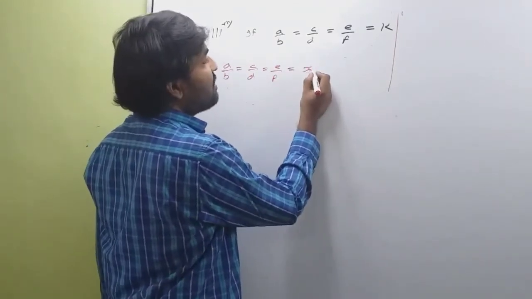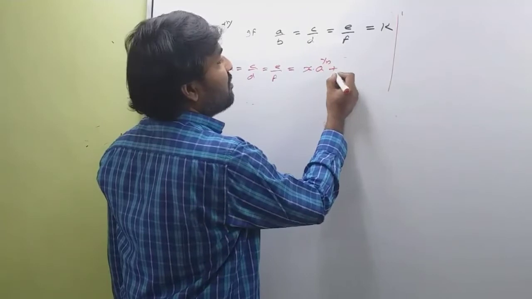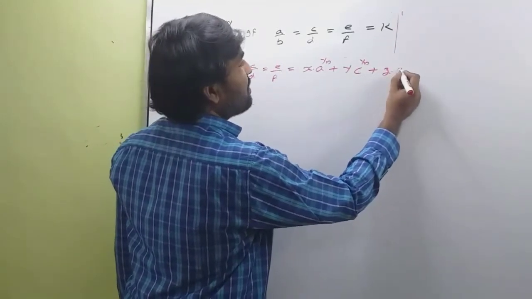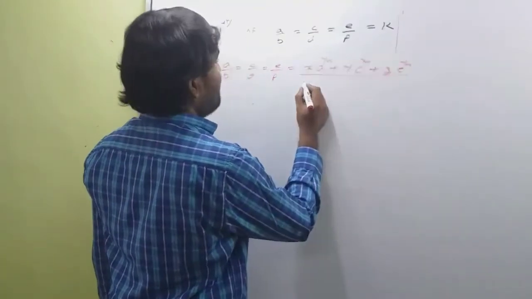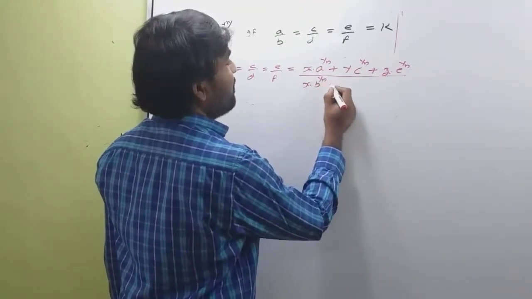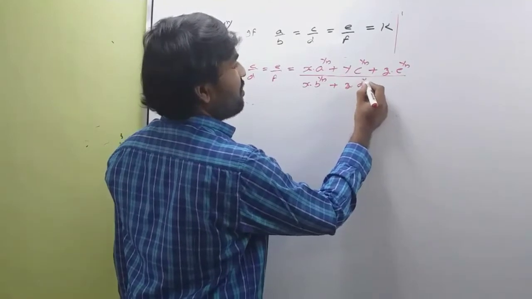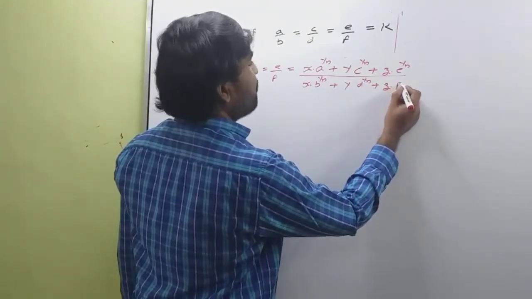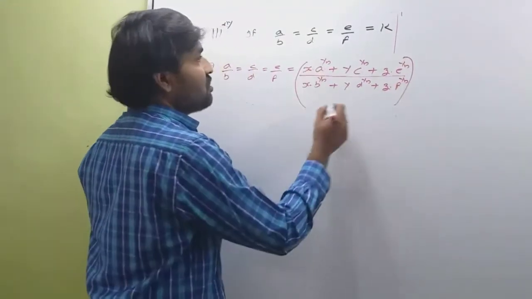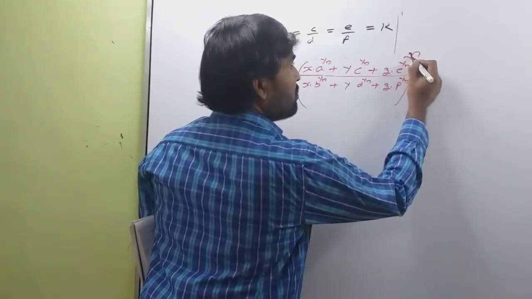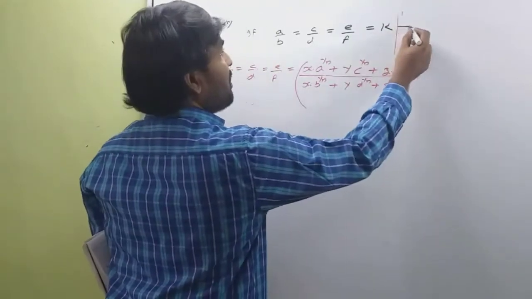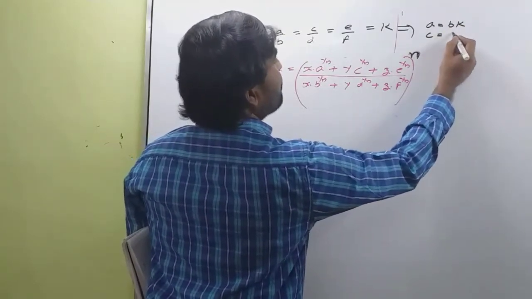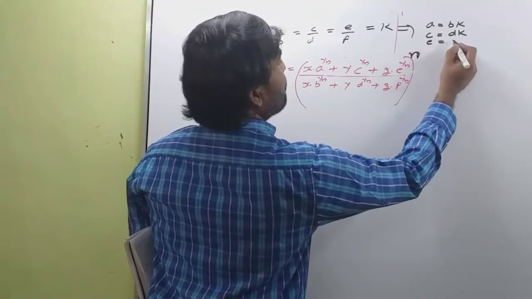That is equal to X into A raised to 1 by N plus Y into C raised to 1 by N plus Z into E raised to 1 by N, divided by X into B raised to 1 by N plus Y into D raised to 1 by N plus Z into F raised to 1 by N, the whole raised to N. Now this implies A is equal to BK, C is equal to DK and E is equal to FK.